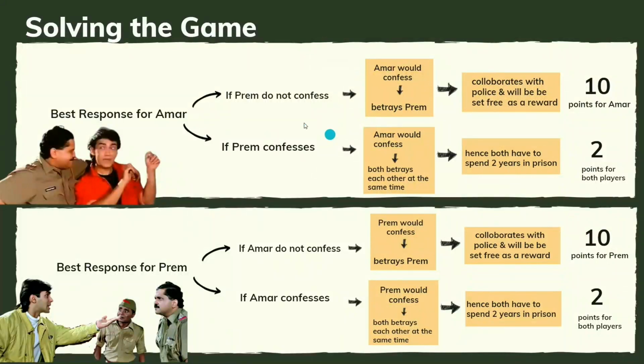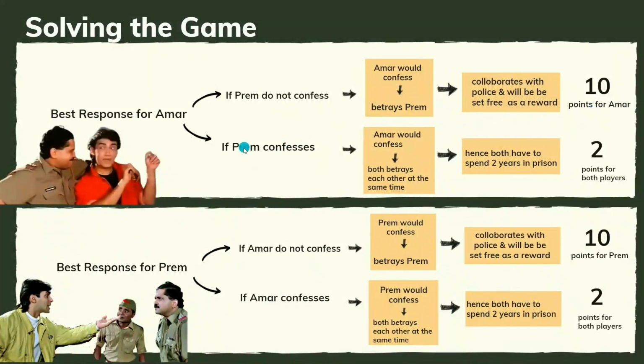So Prem have got two options, either to confess or not to confess. So suppose Prem do not confess. So what could be the best possible strategy Amar can have? Obviously, Amar would see his own benefits. So he will confess and will be released immediately. And in this case, he won't have to spend any years in jail and also would be awarded 10 points.